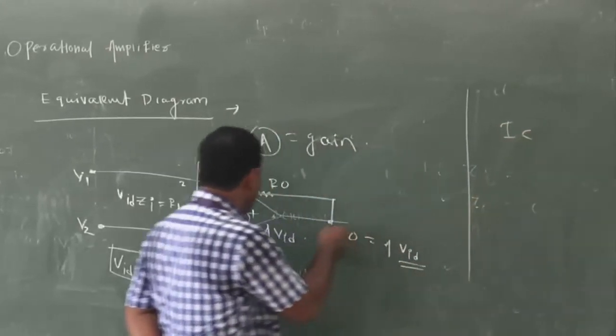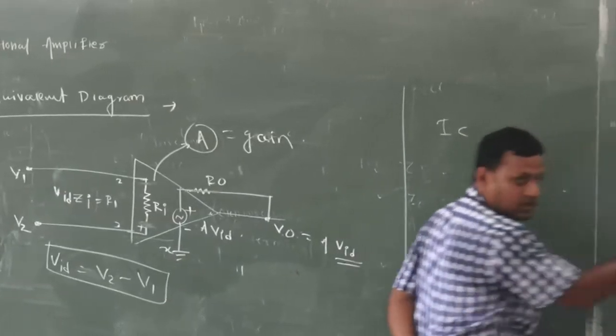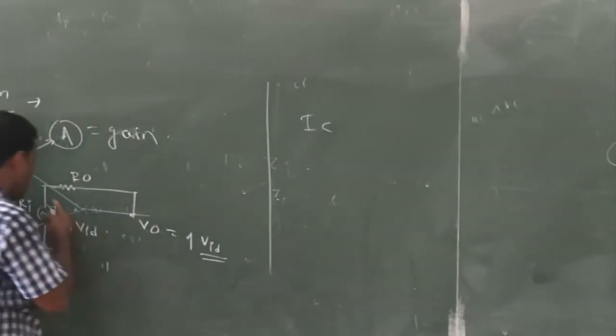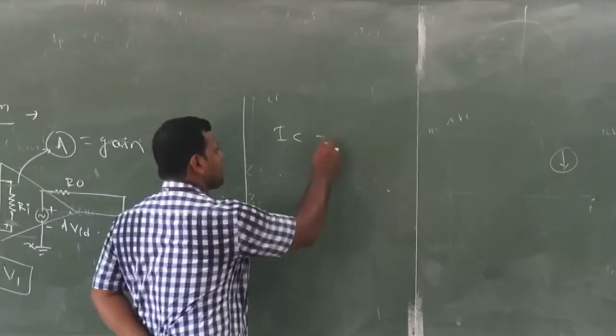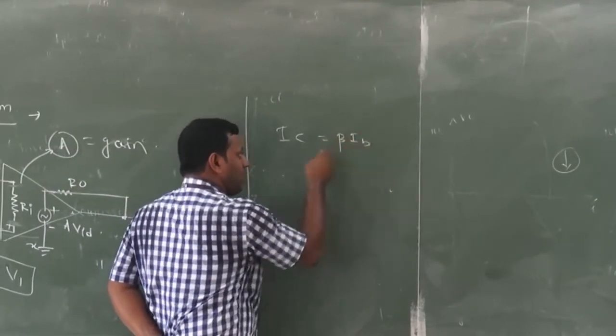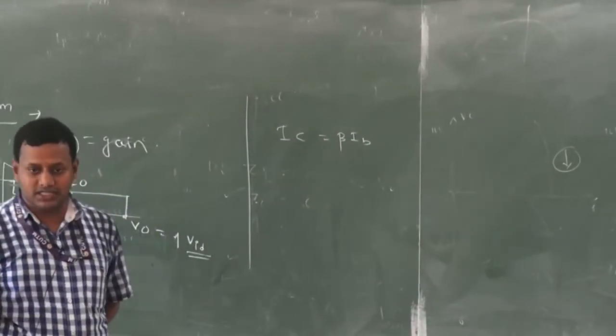If you draw the block diagram, if you remember, the diagram was like this: beta IB was there, the current source. Here it is the same type of thing, but it is a voltage source, right? So IC is equal to beta IB. Output current depends upon the input current. That's why it is a current controlled current device.